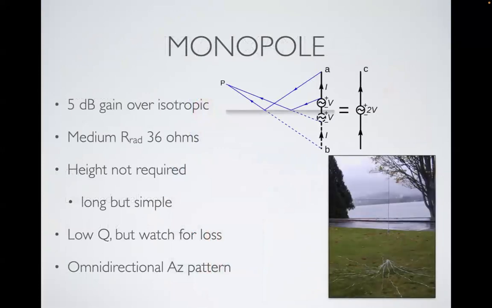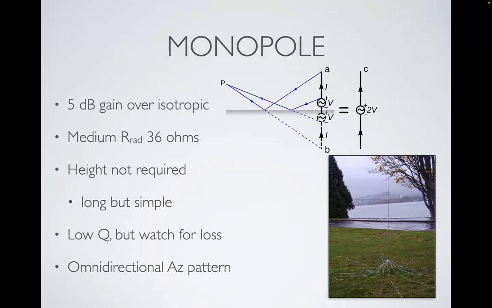So this is a monopole. I use this for operating in the field a lot. It has a radiation resistance around 36 ohms. It depends very much on what the radial field looks like. It has about 5 dB gain over an isotropic structure, and that's good. It tends to have a fairly low launch angle, which is good, right? It doesn't have to be up high.